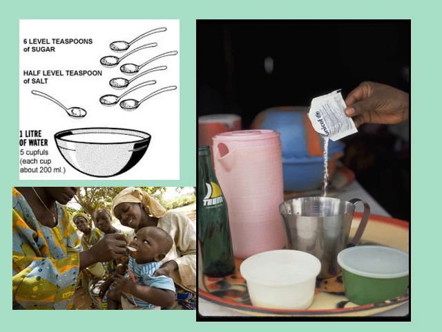You can prepare ORS anywhere by using a pinch and a fist. A pinch of salt and a fist of sugar, or 6 level teaspoonfuls of sugar and 1/2 level spoon of salt, and add to 1 liter of water. You can prepare it in the field work, and you help your patient with diarrhea, vomiting, and dehydration.